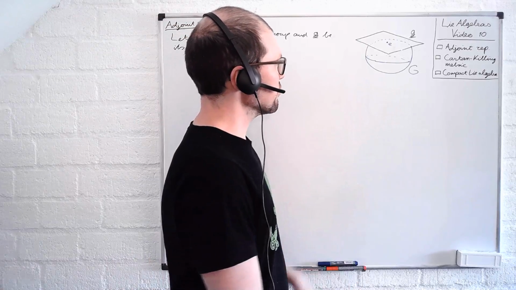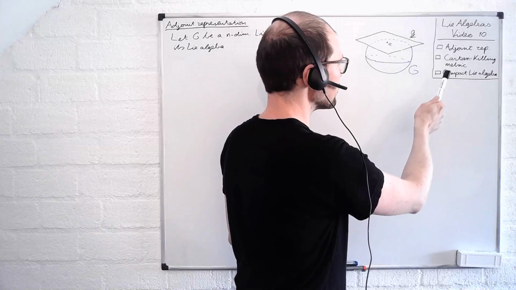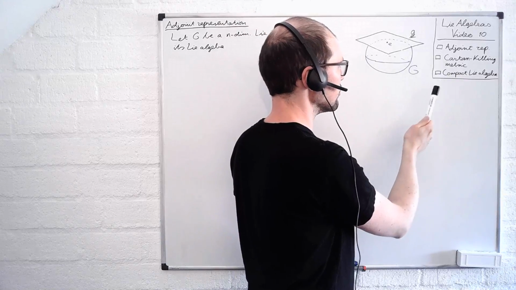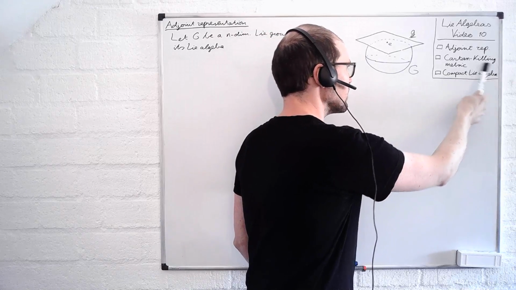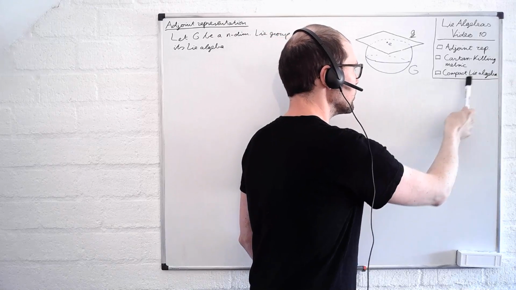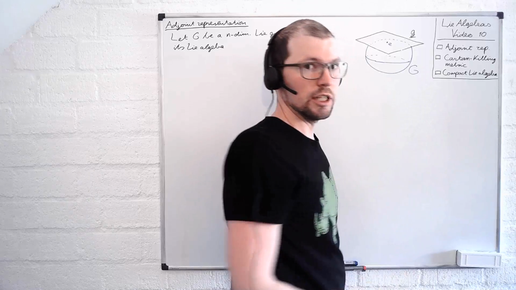It also gives rise to some more structures that one can derive in terms of this adjoint representation, which are the Cartan-Killing metric, and one can make some sense of what compactness means on the level of the Lie algebra.